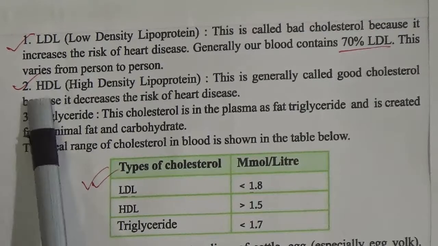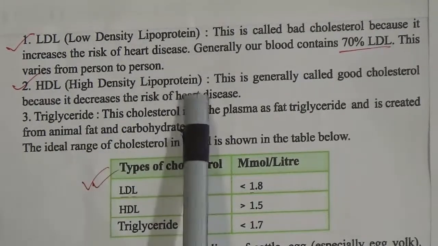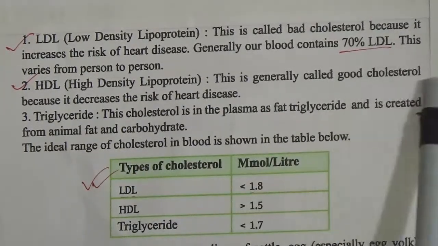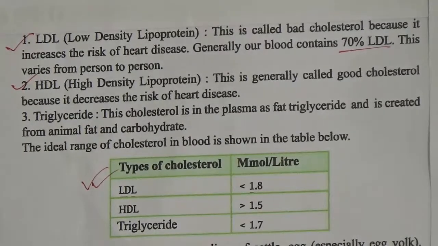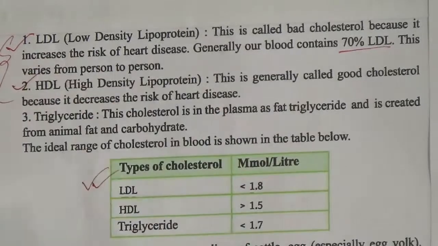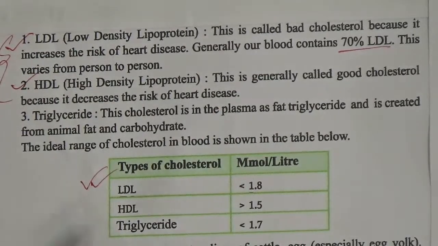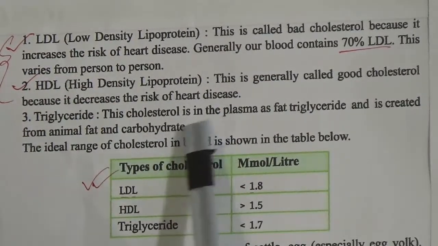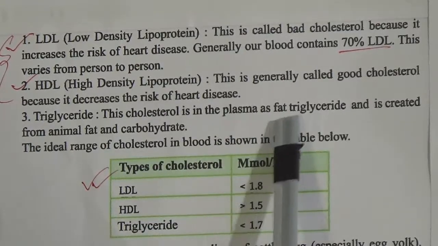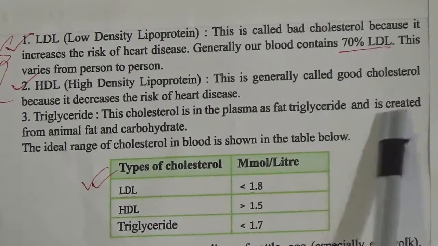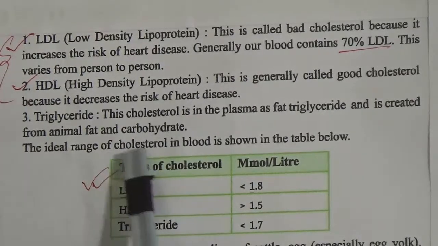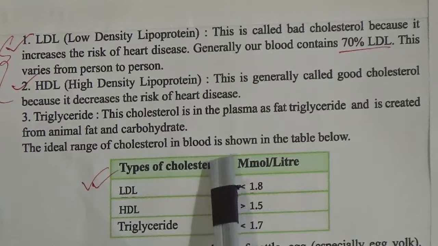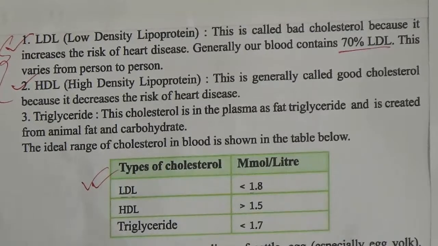Now come to HDL, high density lipoprotein. This is generally known as good cholesterol because it decreases the risk of heart disease. Dear students, you have to learn these two. Now triglyceride, this cholesterol is in the plasma as fat triglyceride, and it grows from animal fat and carbohydrate. The ideal range of cholesterol in blood is shown in the table below.